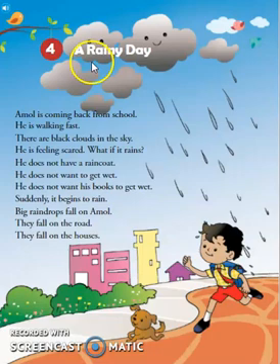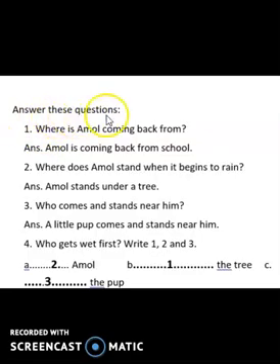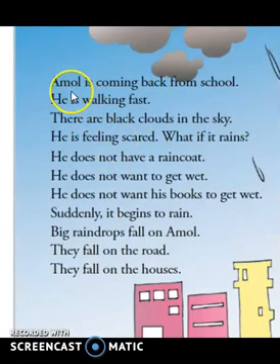Today we will learn a rainy day question and answers. So kindly turn to page number 27. Answer these questions. First question: where is Amol coming back from? You have answered in the first sentence that Amol is coming back from school. So this is the answer for your first question.